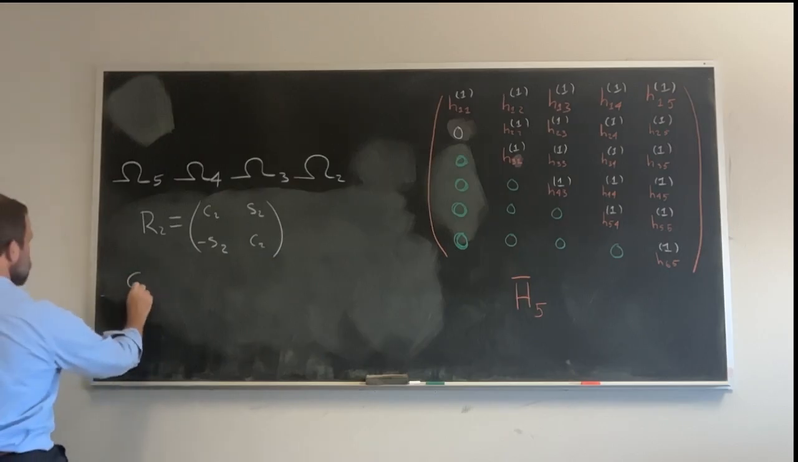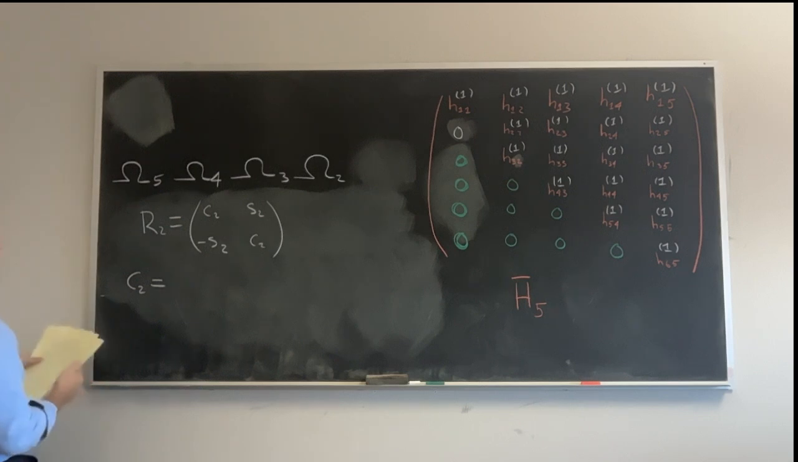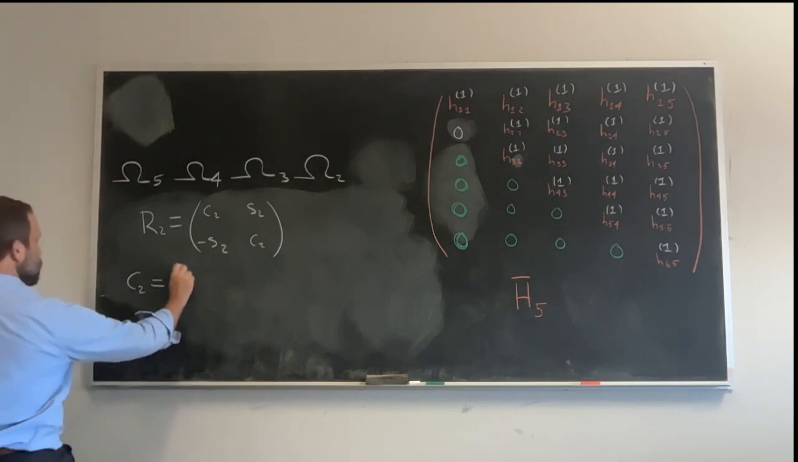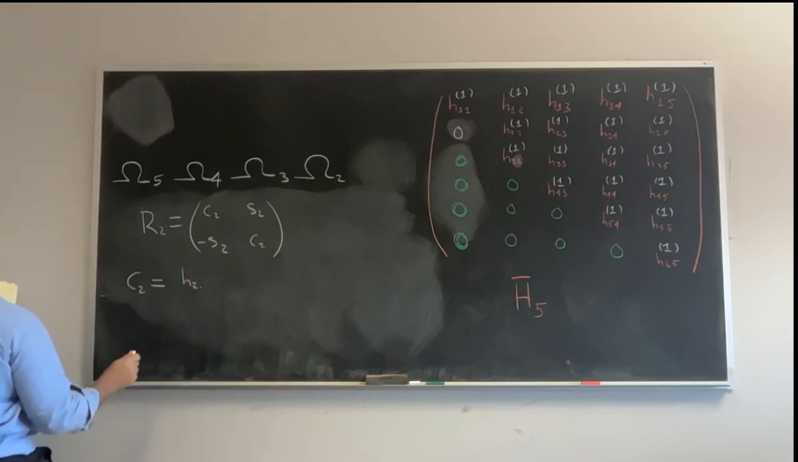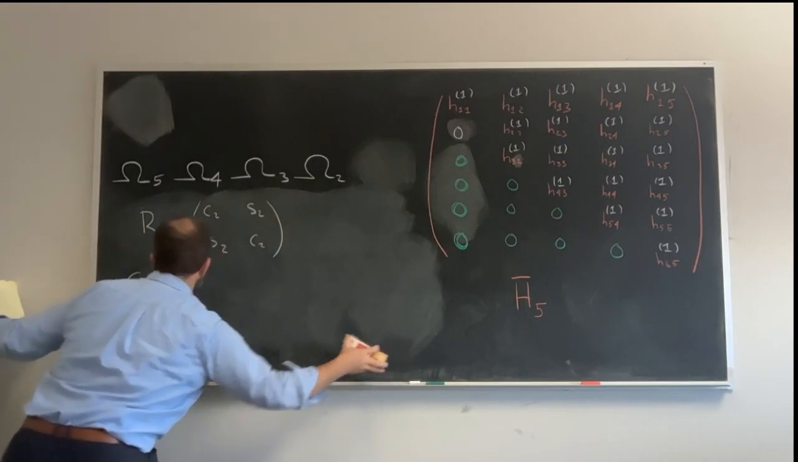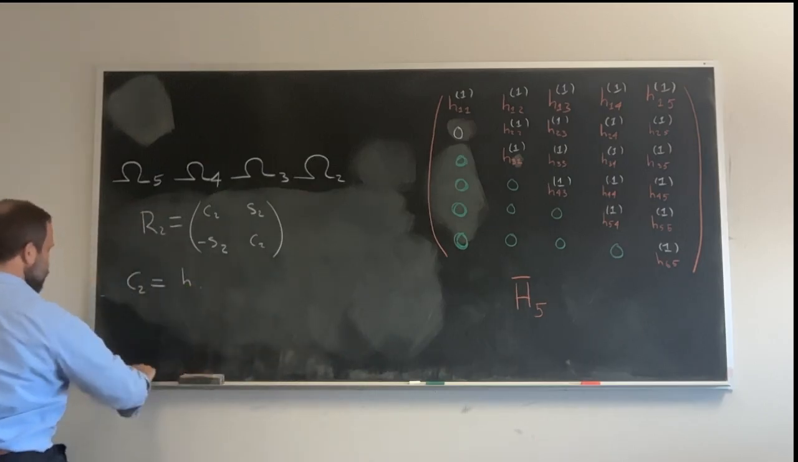Sorry, I've got to find the right page in my notes. Okay, I don't want to have to rederive it here again. C2 is going to be equal to H32.